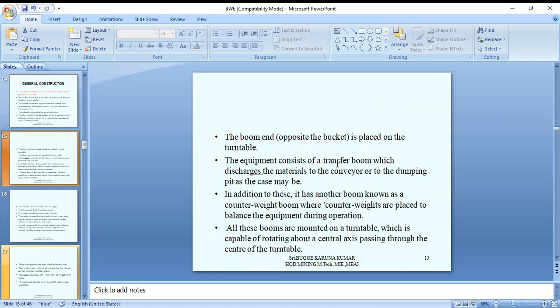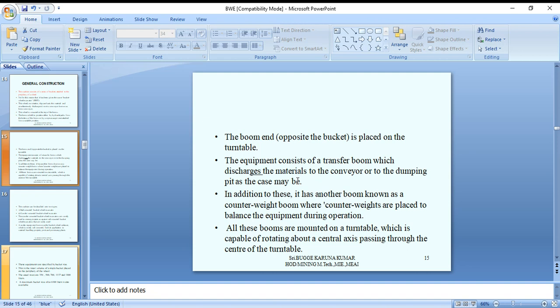The equipment consists of a transfer boom, which discharges the material to the conveyor or to the dumping pit, as the case may be. Sometimes directly to wagon loading. Sometimes they will be transferring to one of the other bench dump yards, because if overburden excavation is going on, or if mineral excavation is going on, that material will be transferred hierarchically to reach the nearby power plants directly.